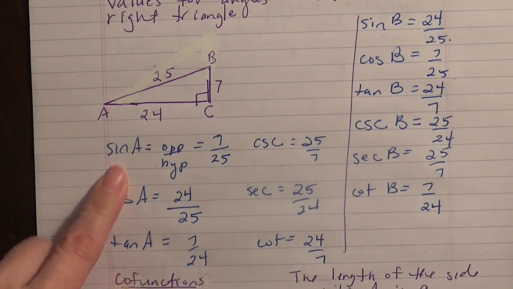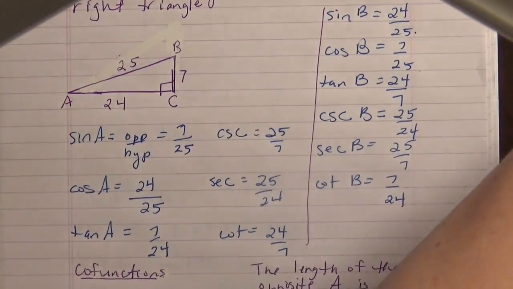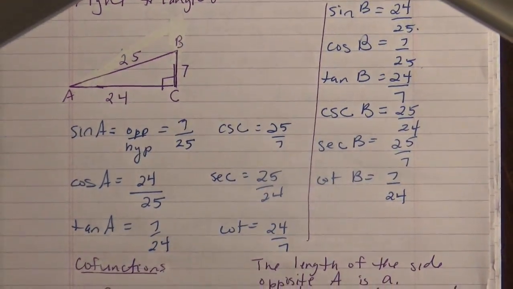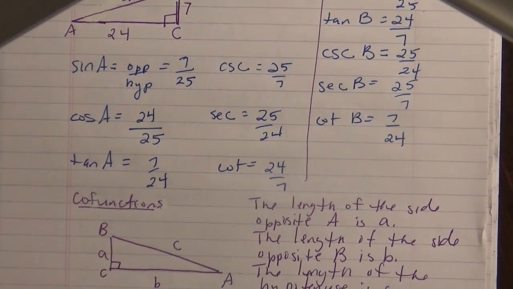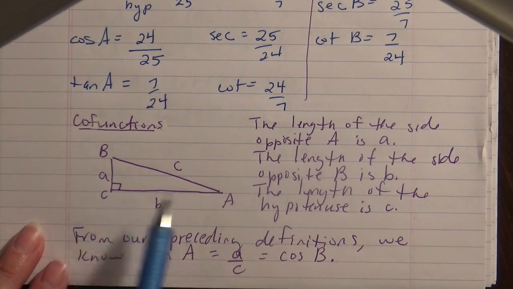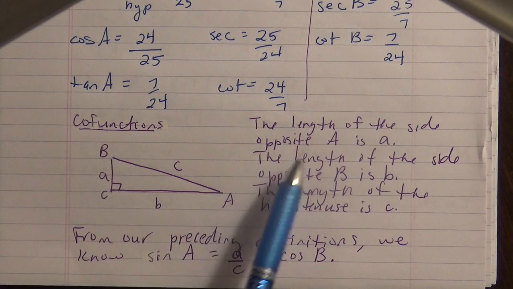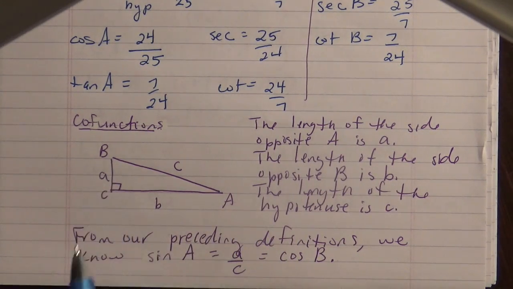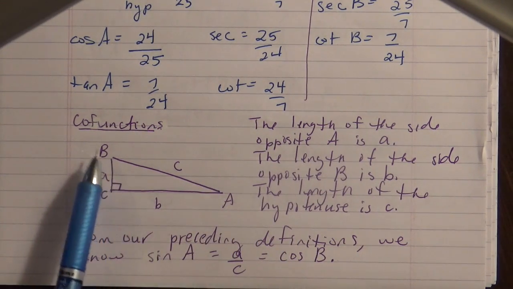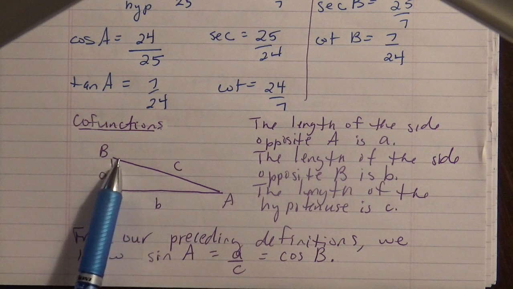That happens because, if you look down here, we're going to talk about cofunctions, looking at the discussion at the bottom of the page. We've got a right triangle ABC. The length of the side opposite A is going to be lowercase a. The length of the side opposite angle B is going to be lowercase b, and lowercase c is our hypotenuse.